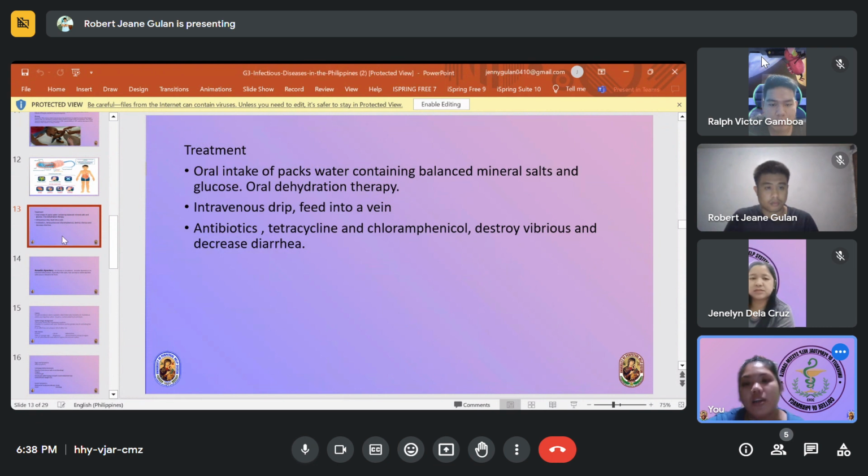The treatment: the oral intake of packed water containing balanced mineral salts and glucose. Oral dehydration therapy. Next is the intravenous drip, fed into a vein, and antibiotics: tetracycline and chloramphenicol destroy vibrios and decrease diarrhea.